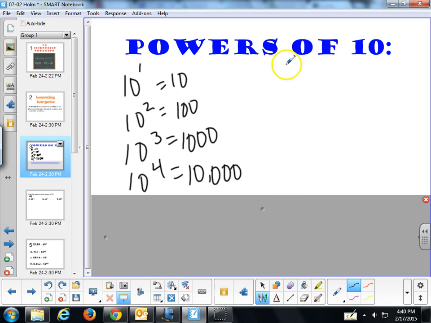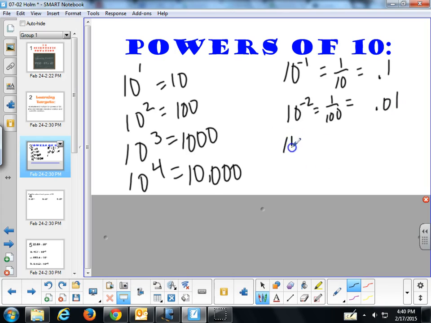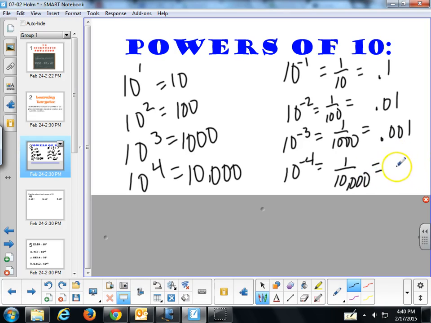So then let's take a look at this. 10 to the negative 1, which would be 1 over 10, which is 1/10. 10 to the negative 2 would be 1 over 100, which is 1/100th. 10 to the negative 3, hopefully you're getting the pattern, 1,000th. And 10 to the negative 4 would be 1 over 10,000, or 1/10,000th.